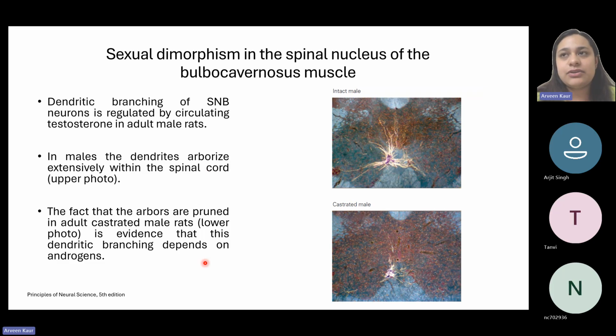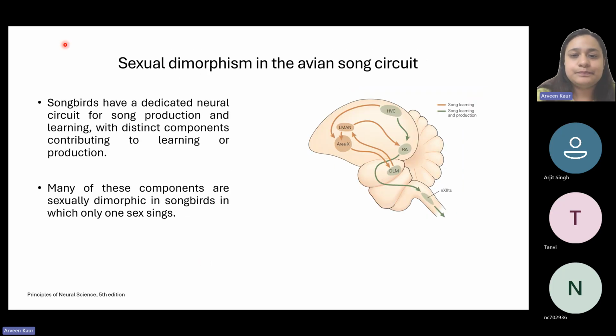Also, another reason is that the muscle is no longer there, so the corresponding motor neuron has no function now, so it has also been lost, right?